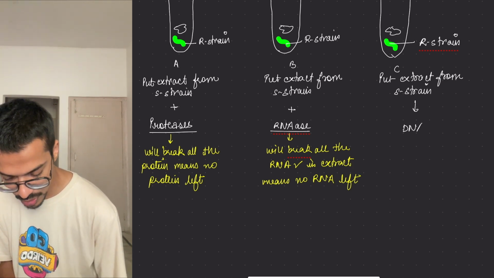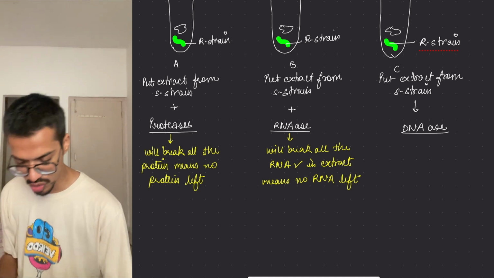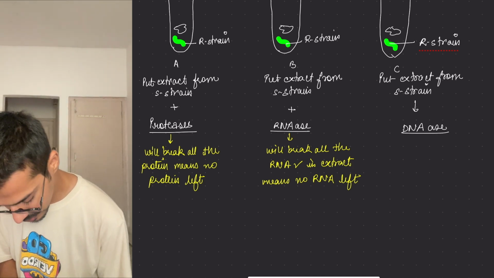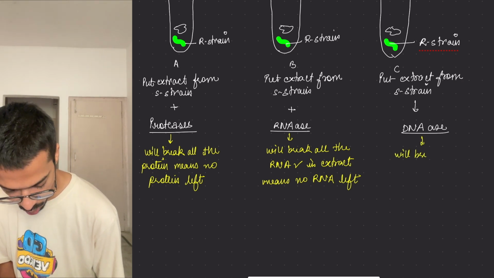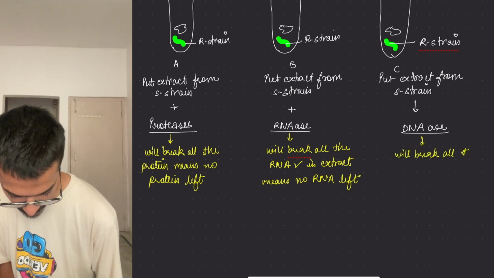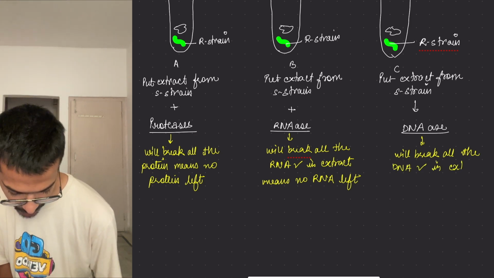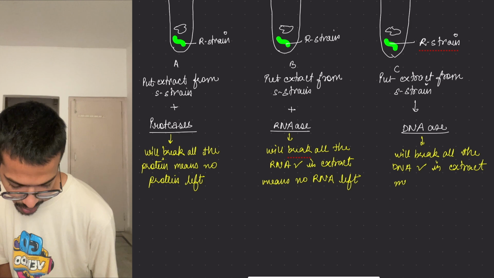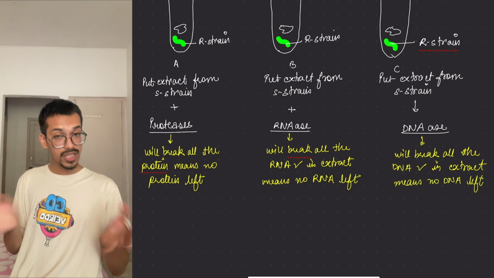And the last one, I would be adding what? DNAse, which will break all the DNA present inside the S strain extract. So what will happen? It will break all the DNA present in the extract, means no DNA left. Now let's see whether they will change or not.